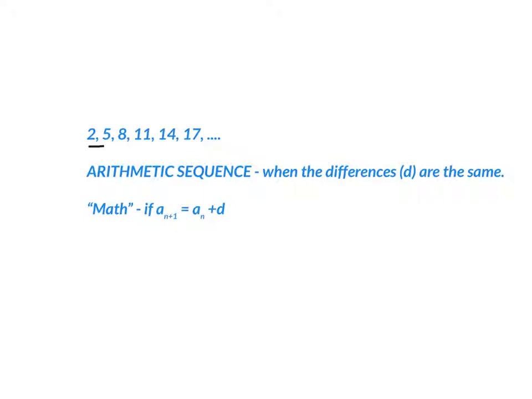If you look at the sequence right here, 2, 5, 8, 11, 14, 17, the difference between each term is 3, and that's what an arithmetic sequence is, when the differences are the same. And we're going to call that difference D. I think that's a good little abbreviation: D for difference.